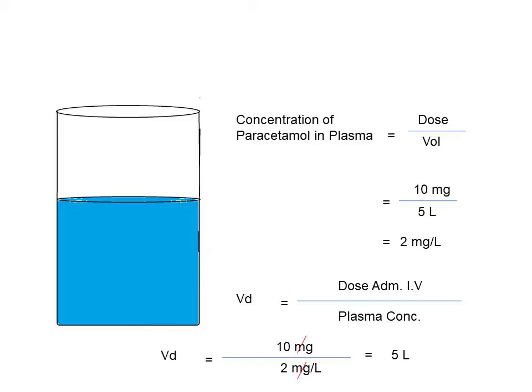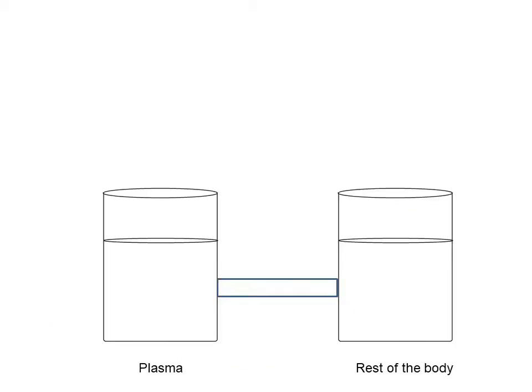patient's plasma volume. However, this is not always the case, because all drugs do not remain in plasma. Some diffuse rapidly to other organs as well, like liver, kidneys, brain, etc. Hence, here we can consider plasma as the first compartment, and the rest of the body as the second compartment.